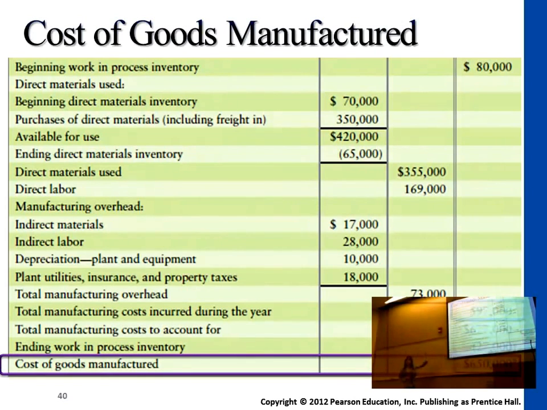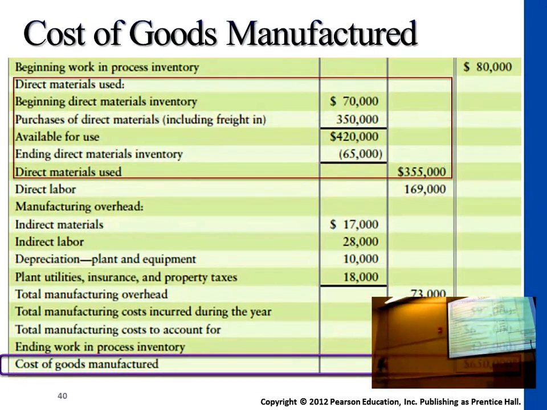This is what we just talked about, different types of cost. The first section is direct materials. We want to know the value of the direct materials we used at year end. To calculate that $355,000, we need to trace back to last year's statement. Do we have direct materials left over from last year? Yes. We have $70,000 in direct materials left from last year that we can still use this year.